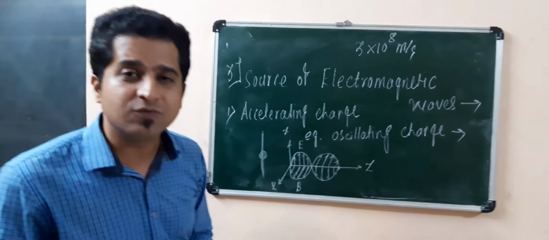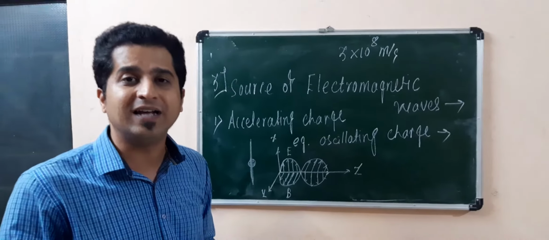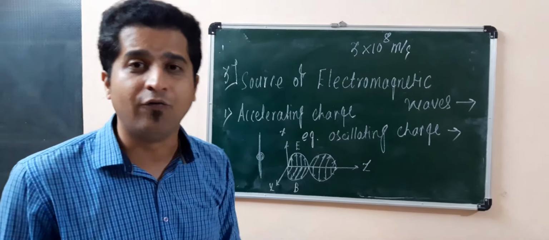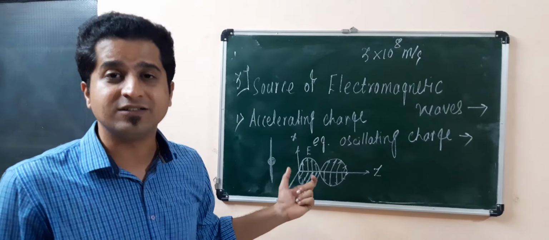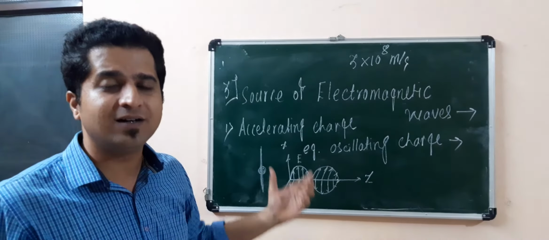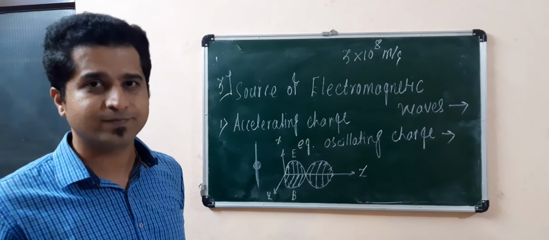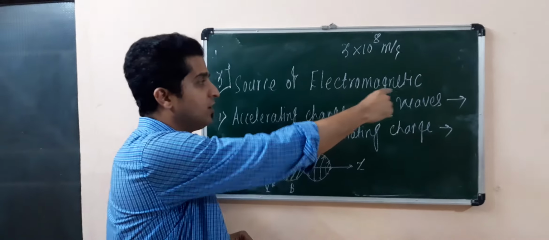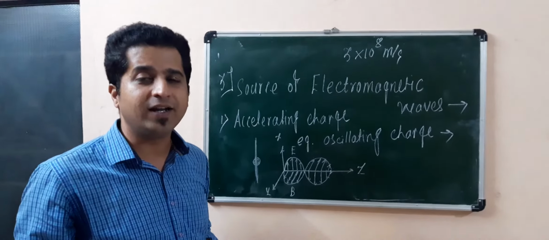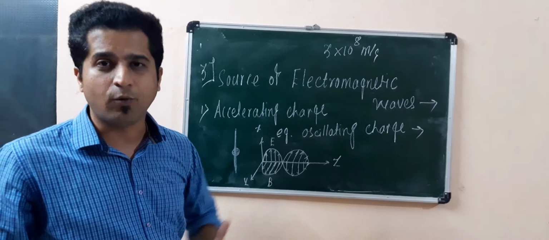What is meant by transverse nature? That is, the electric and magnetic fields are perpendicular to each other, as well as perpendicular to the direction of propagation of the wave. It is known as the transverse nature. So the nature of electromagnetic waves is transverse. Understood? So understood what electromagnetic waves are, what the source of electromagnetic waves is, and how they propagate from one point to another point.